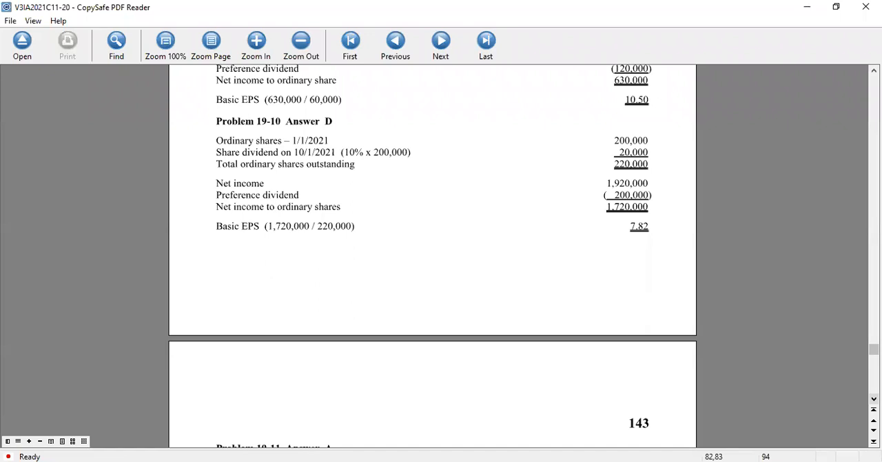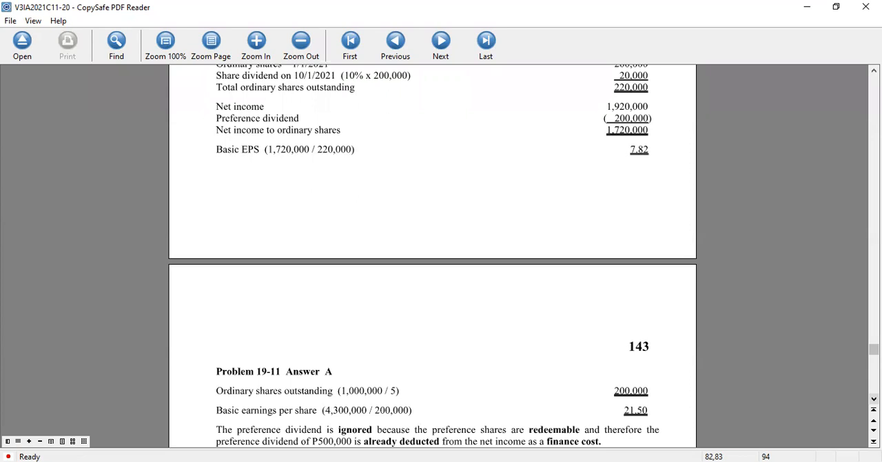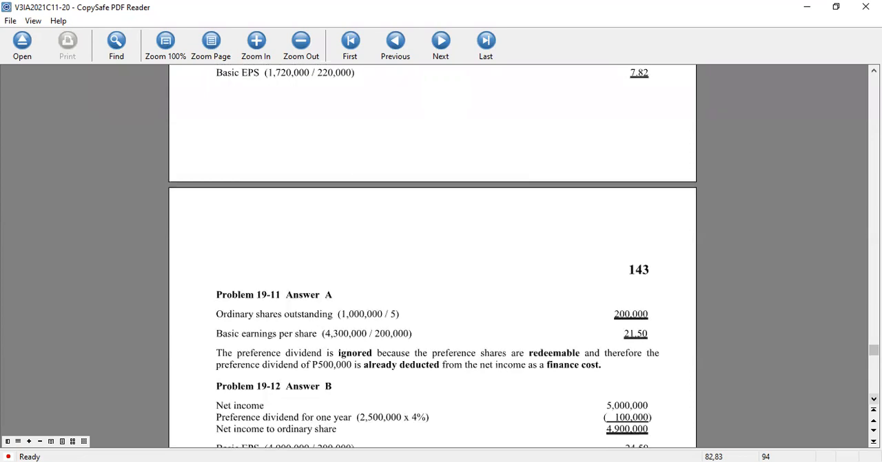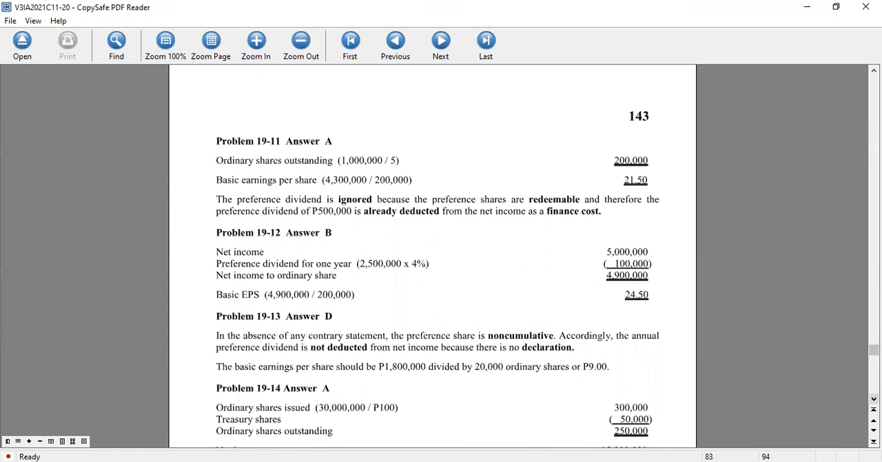So that increased the number of outstanding ordinary shares. The amount to be deducted from net income is the preference dividend given at 200,000. So the net income to ordinary shares is the balance, 1,720,000 divided by 220,000 ordinary shares. The basic EPS is 7.82.